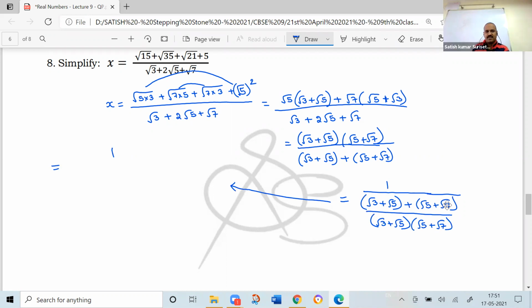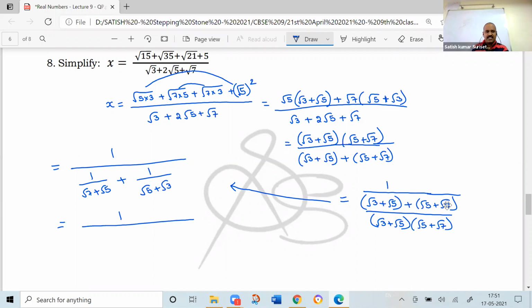One upon, now separate the terms. Then it will be 1 upon root 7 plus root 5 plus 1 upon root 5 plus root 3.